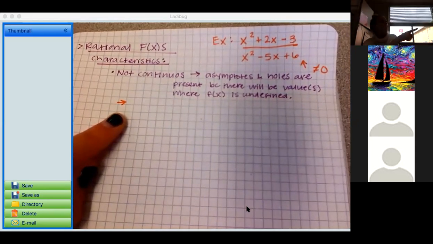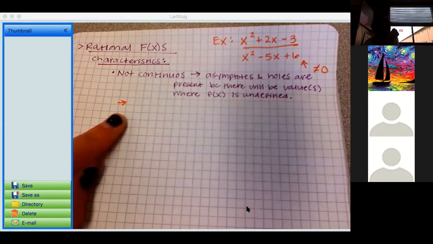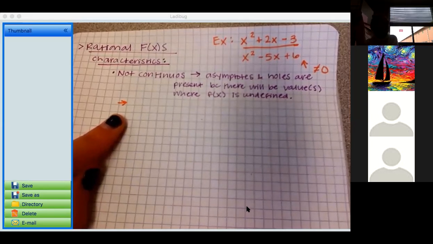Since they're not continuous, what does that mean about our domain and range? I'm quizzing you. There won't be infinities, not just negative infinity to infinity. It's not going to be all real numbers, right? Which means chances are we're going to have multiple intervals, right? If there's holes or asymptotes, then we're going to have to go like from negative infinity to 2, then pick it back up at 2, kind of what we did in the first unit, okay?